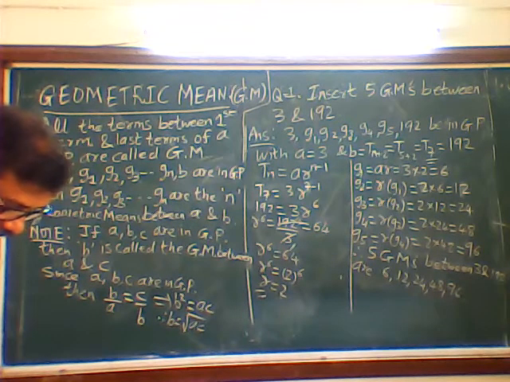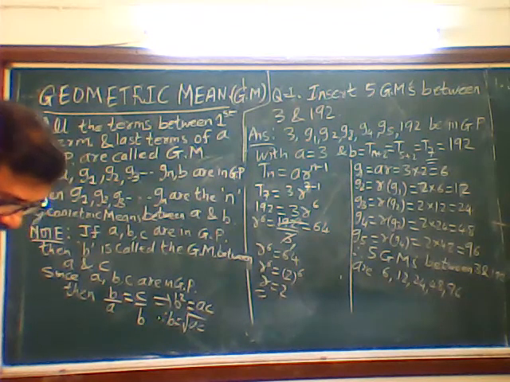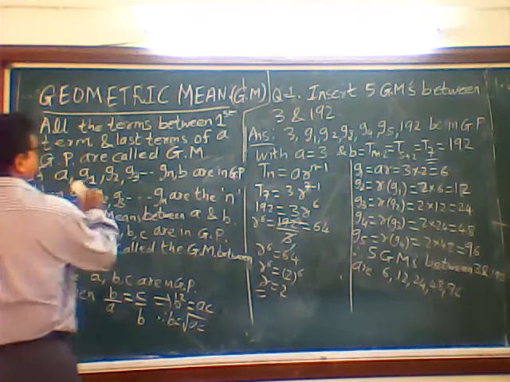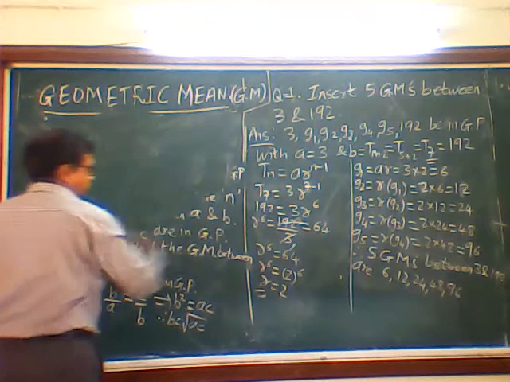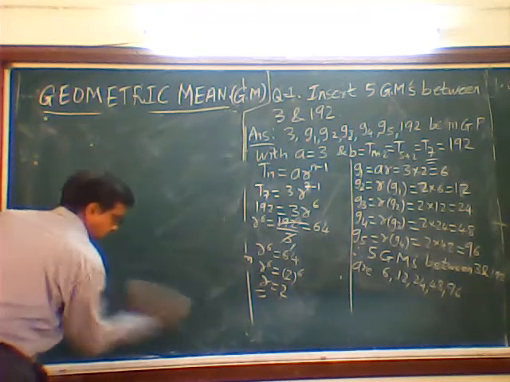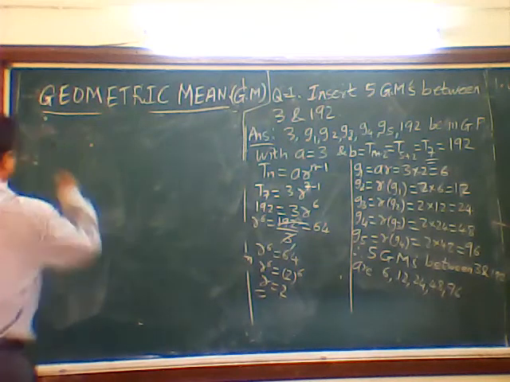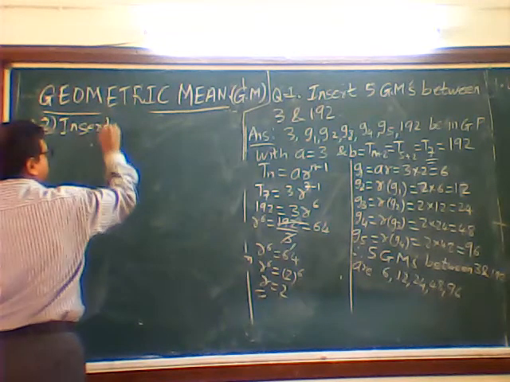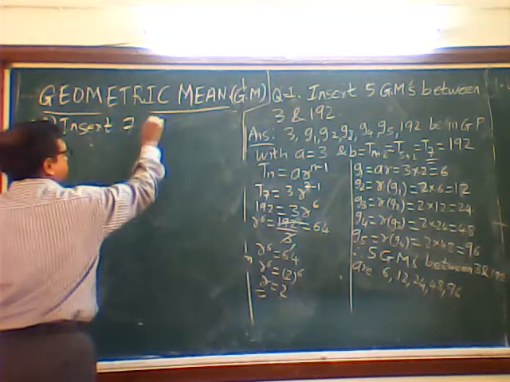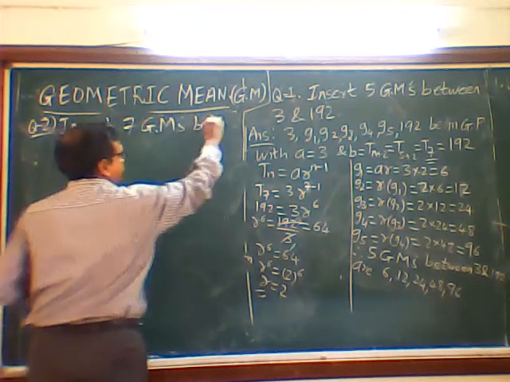Okay, that was insert 5 geometric means. Next problem. Next problem is insert 7 geometric means. Next one I will do. Question number 2. Insert 7 geometric means. Insert 7 geometric means.